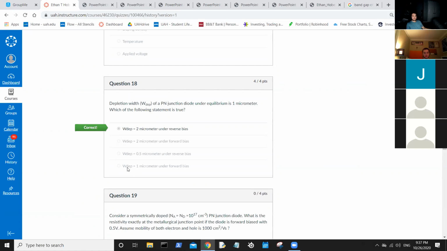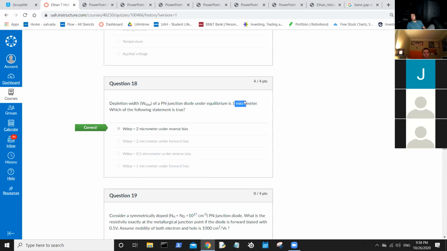First off, the depletion region is 1 micrometer under forward bias. When this is under equilibrium, with no applied voltage and therefore no bias, it is 1 micrometer. And we know that under forward bias, the depletion region decreases, and under reverse bias, it increases. Well, this is under forward bias and it's the same number. It didn't change at all. That doesn't make sense, that's a wrong answer. Now, the depletion region is 0.5 micrometers under reverse bias. Well, we know that under reverse bias, the equilibrium depletion region should go up.